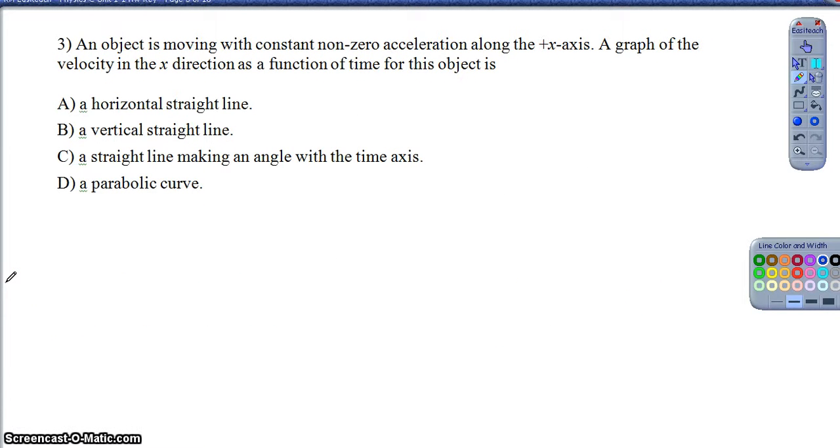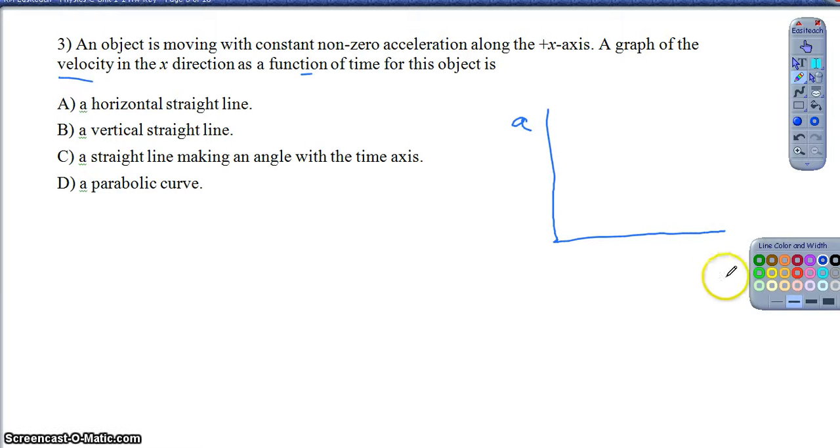Question 3 here, I actually originally read this incorrectly, and I thought they were asking us for the position, but they're asking us for the velocity in the x direction as a function of time. So an object is moving with a constant non-zero acceleration. Let's think about what that means in terms of an acceleration versus time graph.